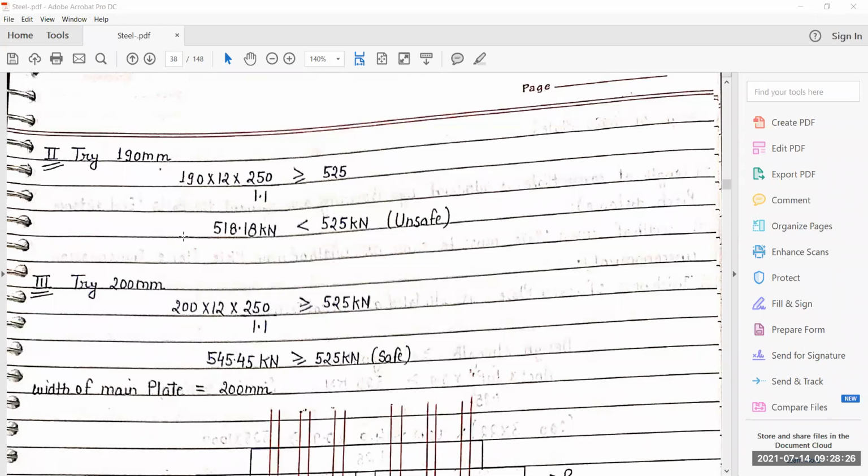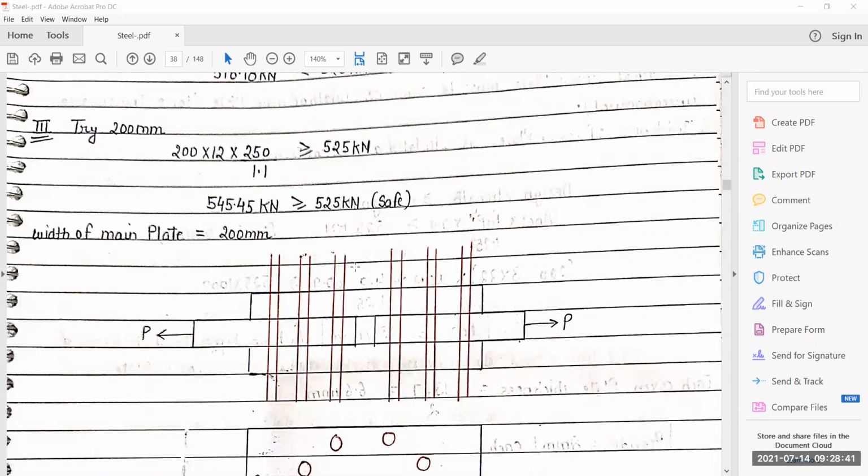Then second, you try the 200 mm. The 200 is greater than or equal to 525 kilonewton. It is safe. Okay. The main plate is 200 mm. Okay. The width of the plate is equal to 200 mm.